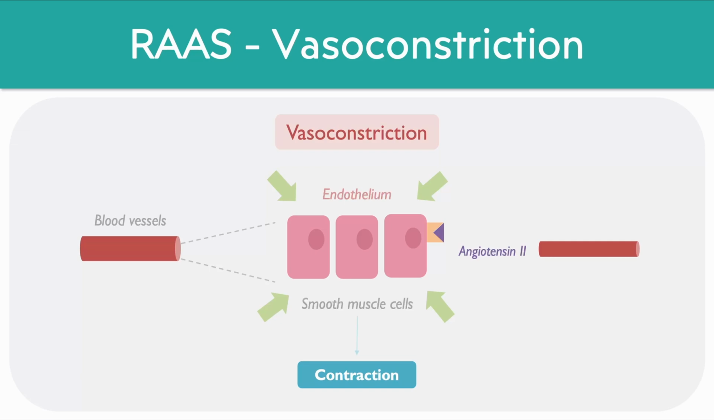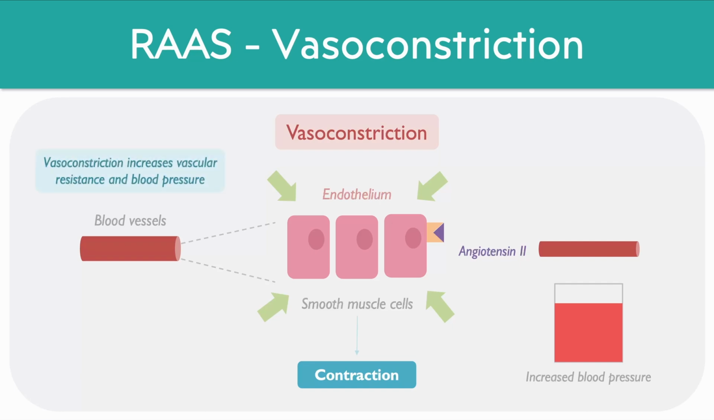narrower compared to usual. The reason why this narrowing effect is so useful is because it helps to push a small volume of blood into a smaller volume of space, and as a result of this we get an increased blood pressure. To summarize this effect, vasoconstriction helps to increase vascular resistance and subsequently increase the blood pressure.